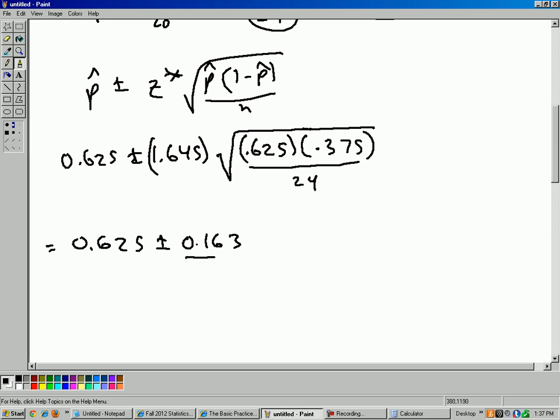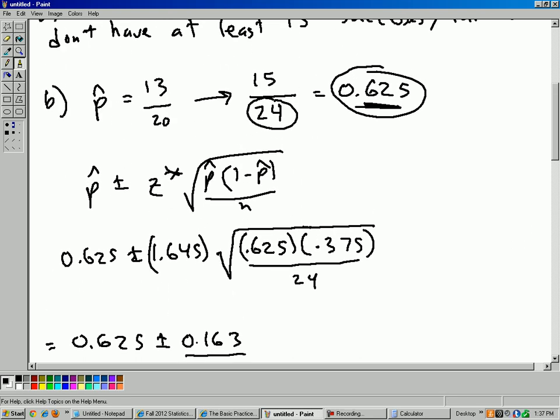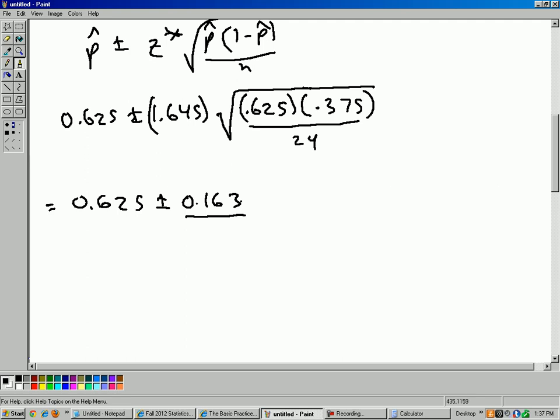So that's a huge margin of error, and this is only 90% confidence. That's the drawback of such a small sample, sample size 20. Very big margin of error. So we're 90% sure that the real percentage of swimming pools that have fecal coliform is somewhere between 62.5% plus or minus 16.3%.